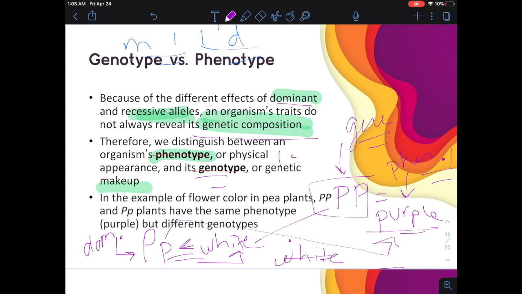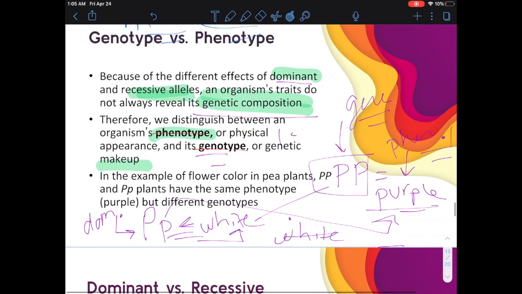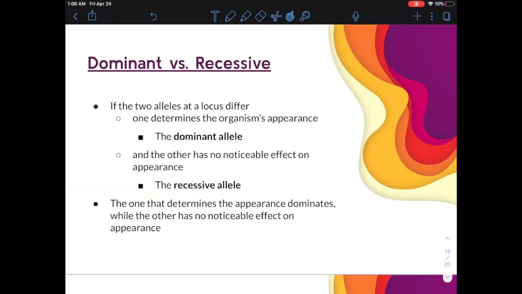But these are two different genotypes. One's homozygous, one's heterozygous. So if the two alleles at a location differ, if you have a mom that has brown eyes and a dad that has blue eyes, one's going to determine the organism's appearance. That would be the dominant allele. Brown eyes is dominant to blue eyes. So the dominant allele is going to be the one that appears.